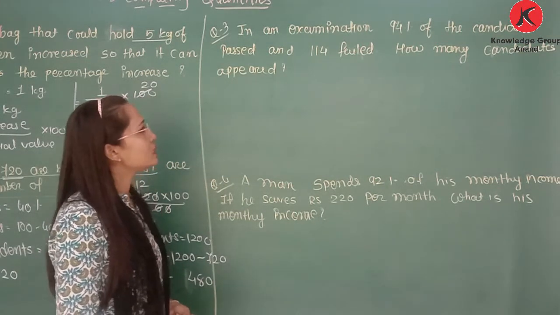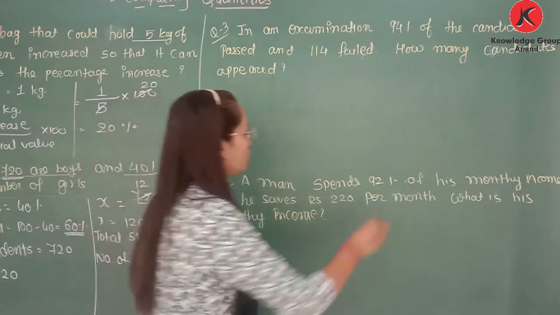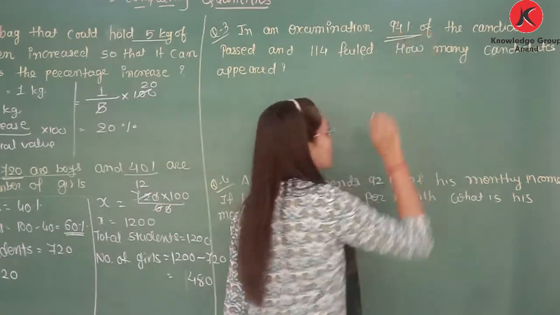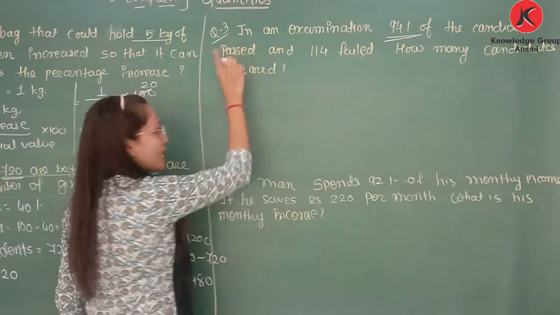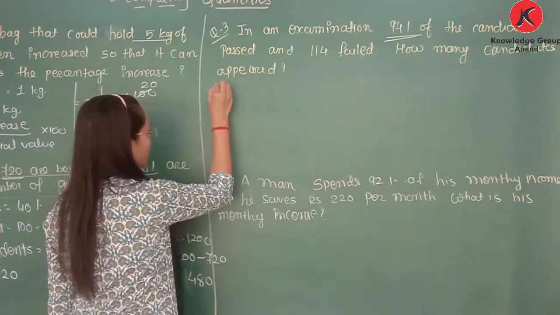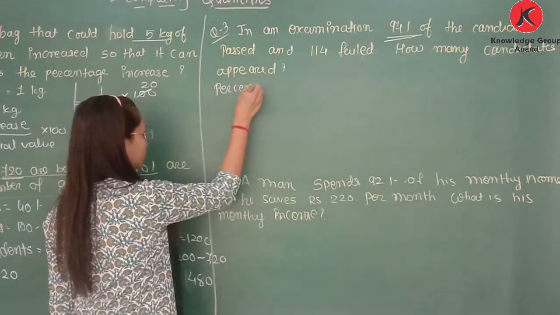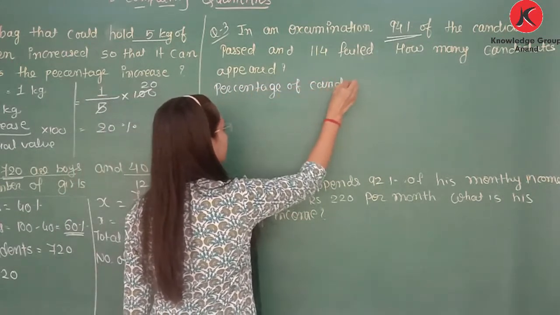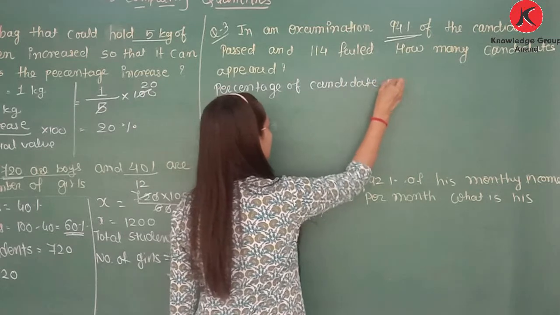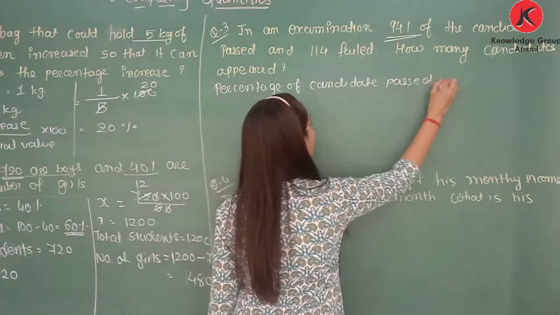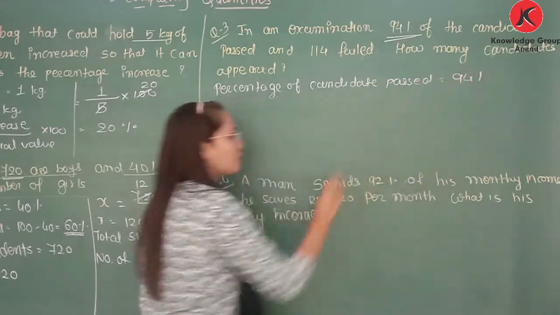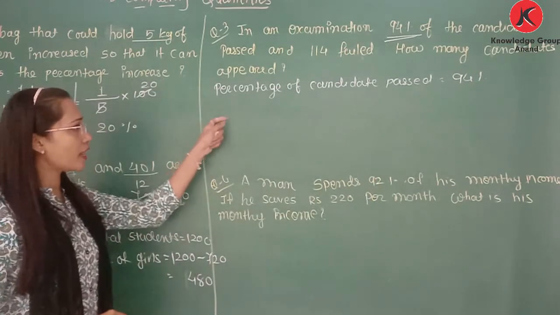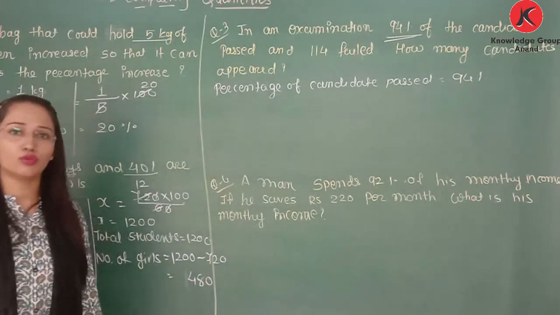Now next one. In an examination, 94% of candidates passed and 114 failed. How many candidates appeared? So here you can see 94% is given, that is passed in the exam. So percentage of candidates passed is equal to 94.